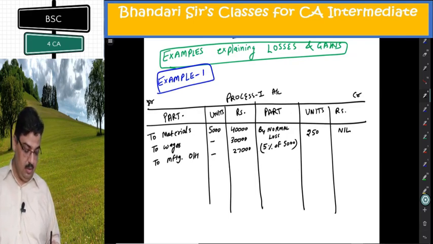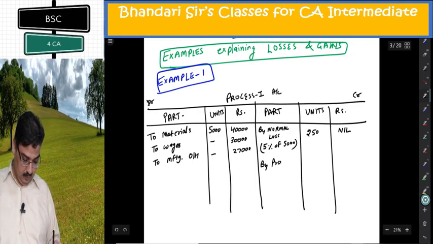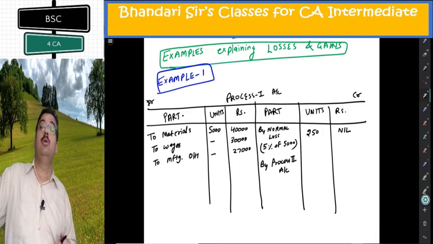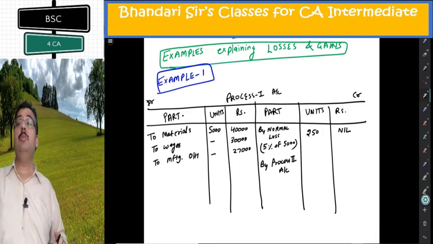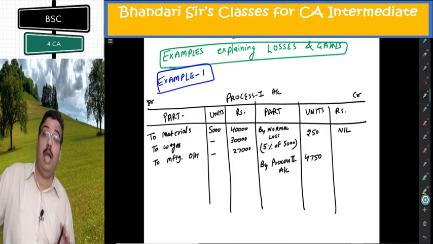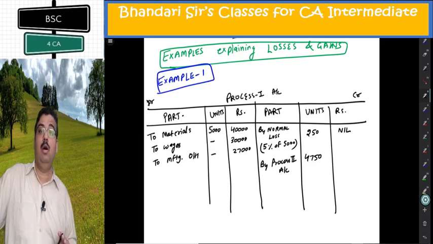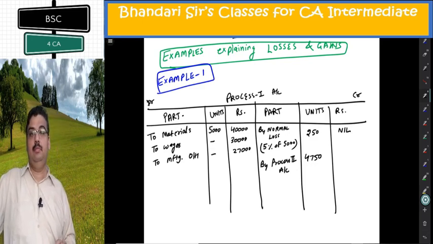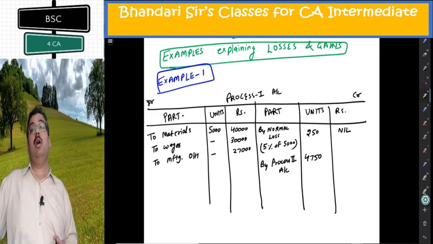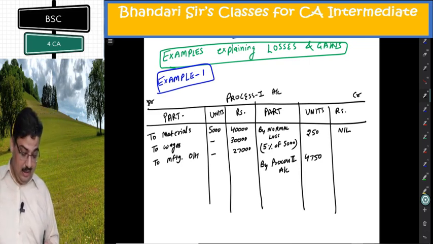Question tells me by process 2 account, whatever is output of process 1 will go to process 2. It is not finished goods stock, it will go to process 2. Question gives me output 4750. Now I told you there are 3 ways to calculate abnormal loss, abnormal gain, if applicable. Easiest way, get the balancing figure in the units column. If on credit side, abnormal loss; if on debit side, abnormal gain; if it tallies there is neither abnormal gain nor abnormal loss. Check it, that is the easiest way.